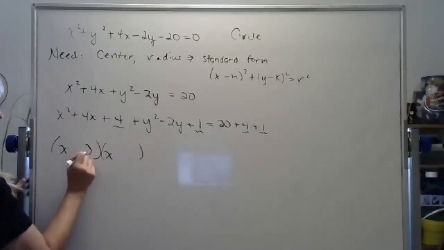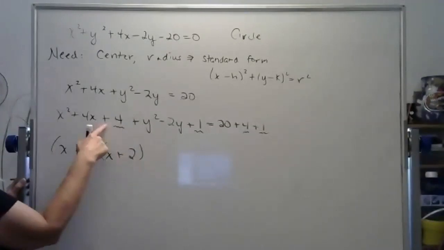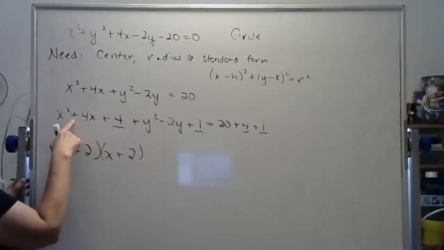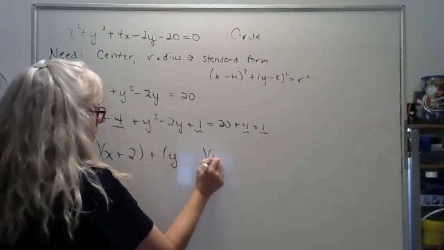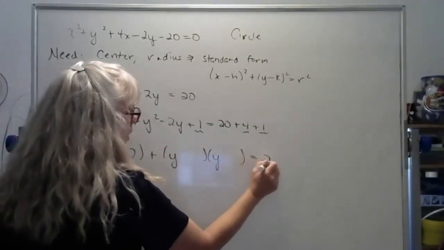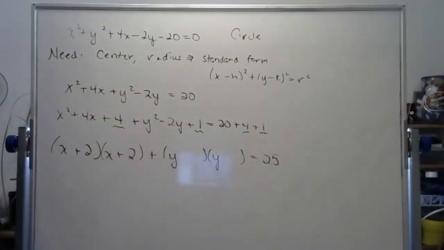2 and 2, and they'll both be pluses. They're both pluses because we're adding to get to 4, and the first sign's a plus. And we'll do the same thing for the y's. We're going to have a y and a y. On the other side, when I add, I'll get 25, which is perfect because it's a square.